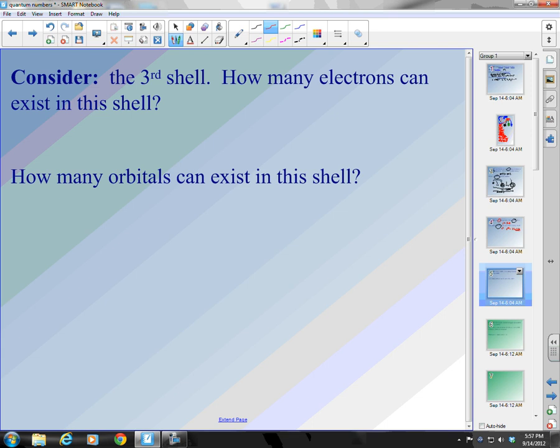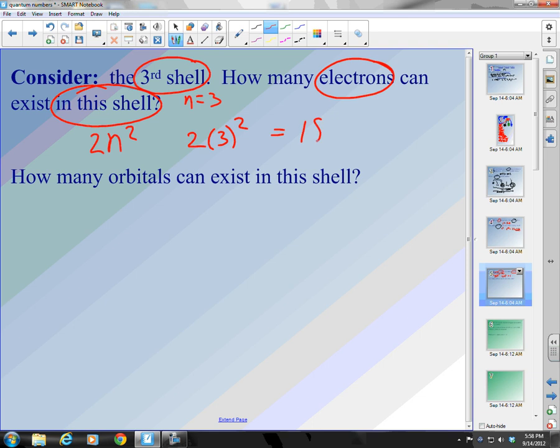All right, I'm back. Let's get some answers. I'm in the third shell. Third shell means n is equal to 3. How many electrons can exist in this shell? Well, what do we know? n squared is the number of orbitals. 2n squared is the number of electrons that can occupy this shell. And so I'd have 2 times 3 squared. 3 squared is 9, times 2 is equal to 18 electrons can occupy the third shell.